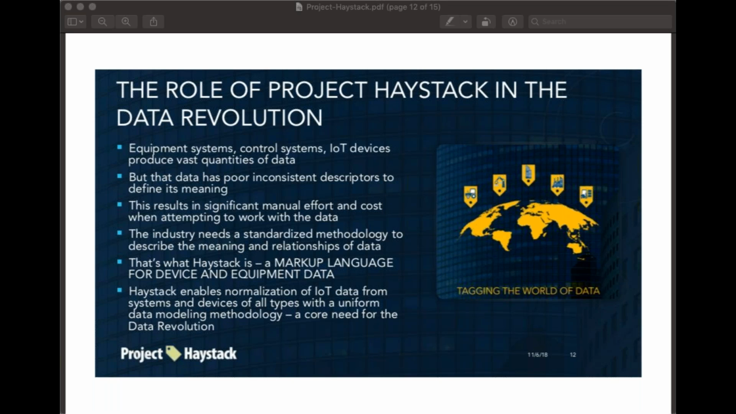The challenge that Haystack addresses is that equipment systems and control systems and IoT devices, while they produce vast quantities of data, that data has poor, inconsistent meaning, okay? It's not marked up in a standard way, or hasn't been in the past. That's what Haystack is really addressing. It's trying to help you eliminate the costs, the barriers, the obstacles to utilizing the data from your systems. And what it provides is a standardized methodology, and the simple way I describe it is as a markup language.